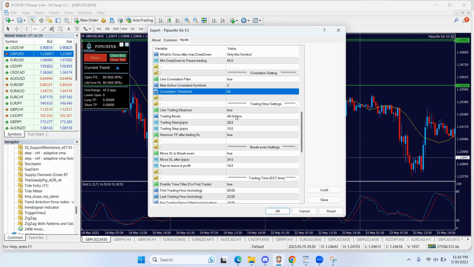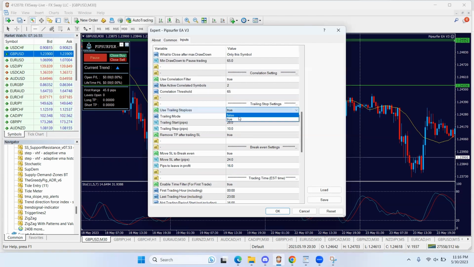But on the preset trading modes, it's already built in, and that's based off of testing of what gave the best results on those modes. But let's say you put it on custom, you enable trailing stop. You can also disable it by doing false. You enable trailing stop, trailing mode on all orders, which means all levels that pair, or GBP/USD, is being traded on. So if you have custom, it's going to start to do a trailing stop loss at 28 pips.